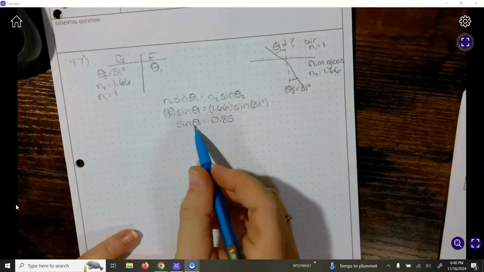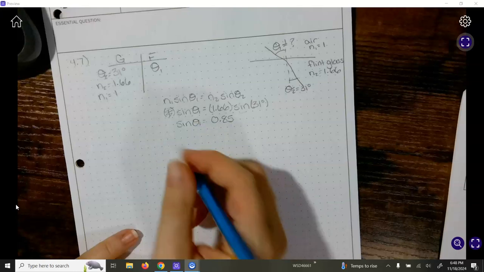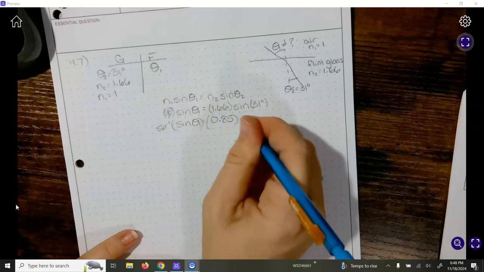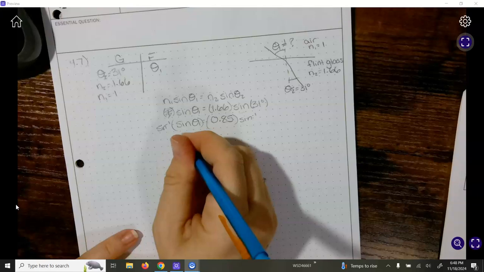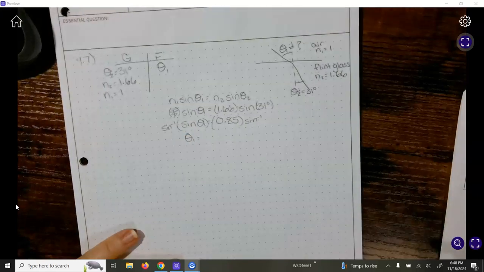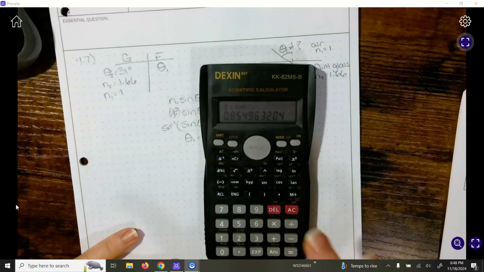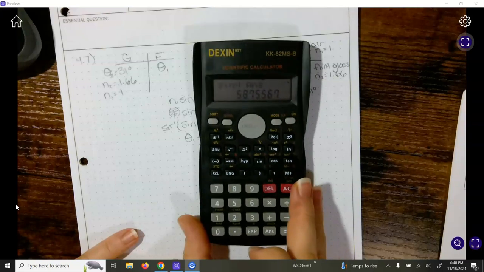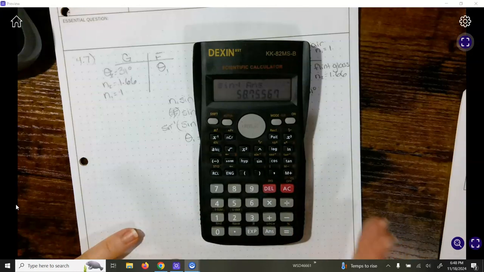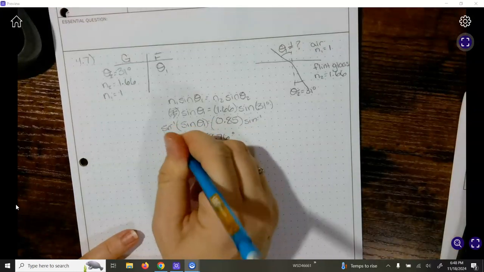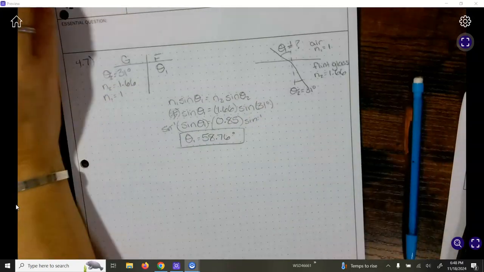0.85. But if I want to solve for theta, I have to do the inverse sine. Inverse sine. What I do to one side, I have to do to the other. So theta sub 1 is going to be inverse, so shift, sine, answer. Inverse sine of that answer is 58.75567. If I round that, it's going to be 58.76 degrees. There you go. That's 4.7.